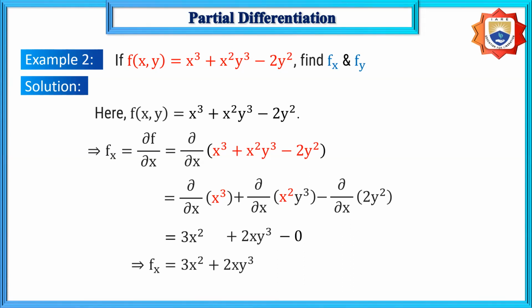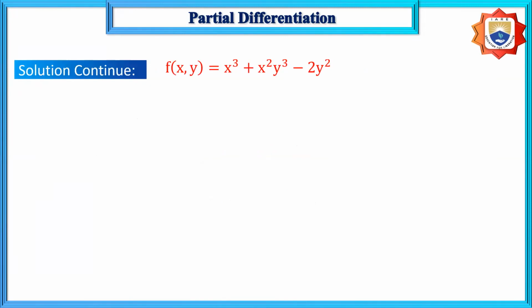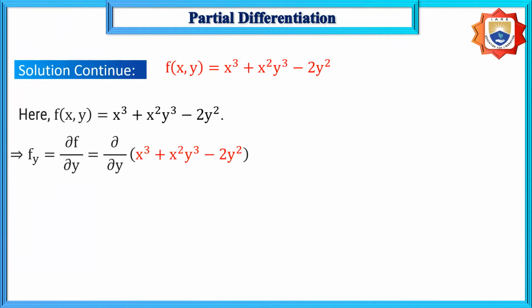I hope you understand. And similarly for fy. F is a function of x cube plus x square y cube minus 2y square. Then based on this, fy is equal to, since f is a function, dou by dou y. Try to tell me what is the dou by dou y.